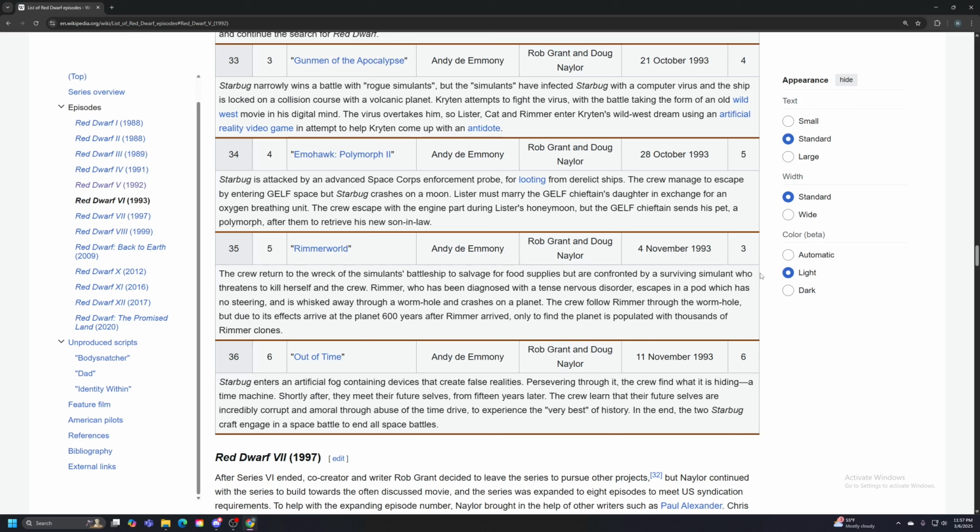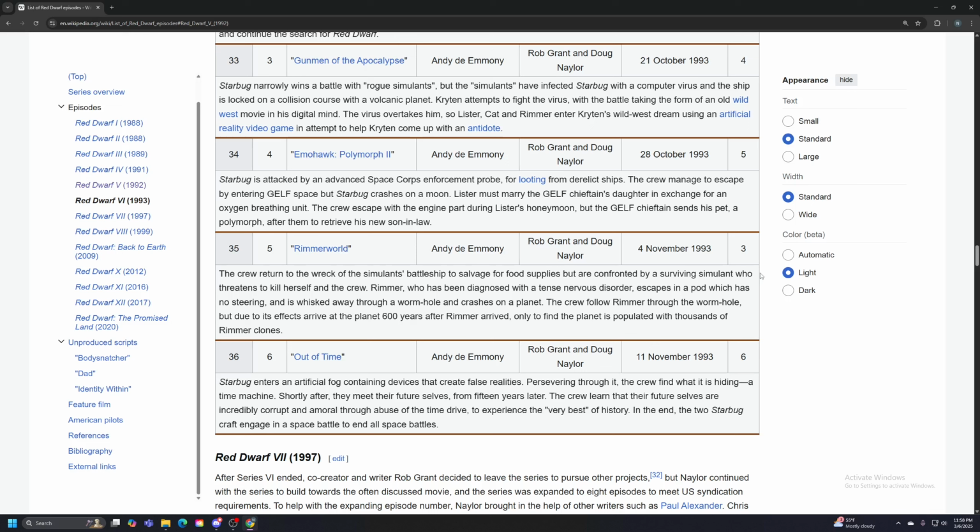Episode 5. Rimmer World. The crew return to the wreck of the Simulants' battleship to salvage for food supplies, but are confronted by a surviving Simulant who threatens to kill herself and the crew. Rimmer, who has been diagnosed with a severe tense nervous disorder, escapes in a pod which has no steering and is whisked away through a wormhole and crashes on a planet.